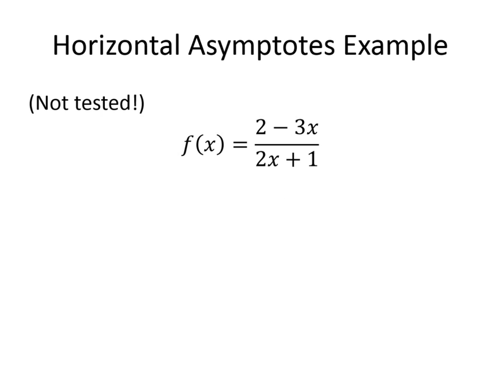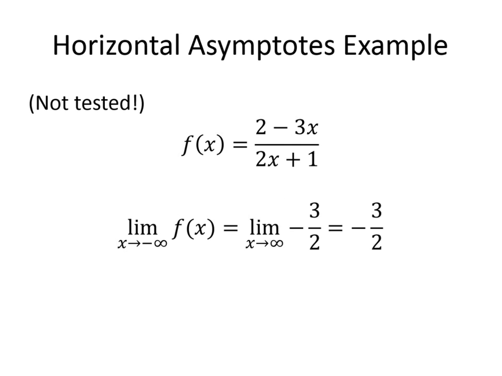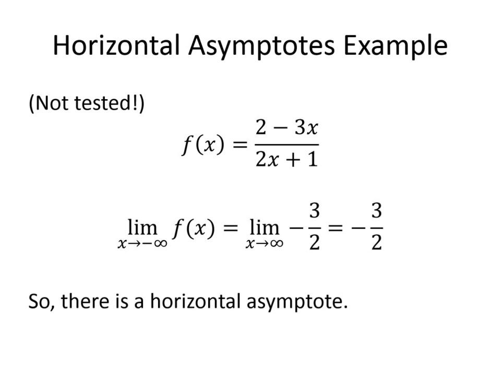If we take the first derivative of the numerator, we get negative 3. If we take the first derivative of the denominator, we get positive 2. So what that means is that the limit of f of x is going to be equal to the limit of negative 3 halves, which of course is simply negative 3 halves. So there is a horizontal asymptote at y equals negative 3 halves.